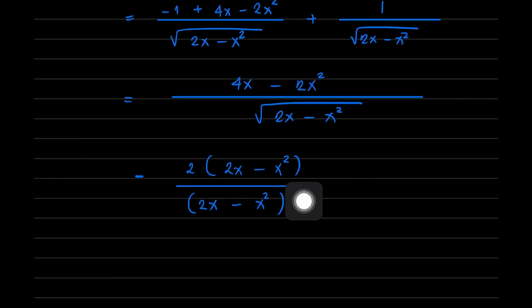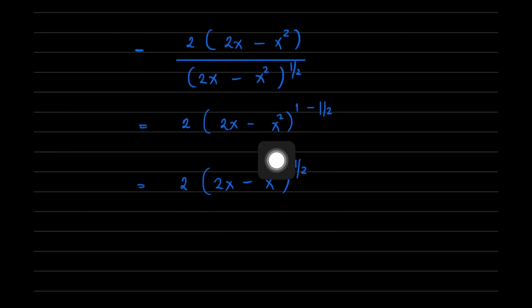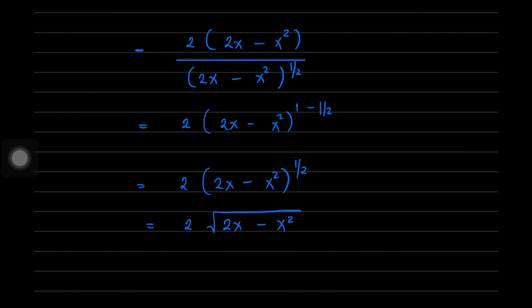Then we can still simplify this one. Alright? So the simplification of this would now be 2 multiplied by 2x minus x squared raised to 1 minus 1 half. Or this is now equal to 2 multiplied by 2x minus x squared raised to 1 half. Right? So this fractional exponent can be written as 2 multiplied by the square root of 2x minus x squared. So this is now y prime, or this would now be our final answer.